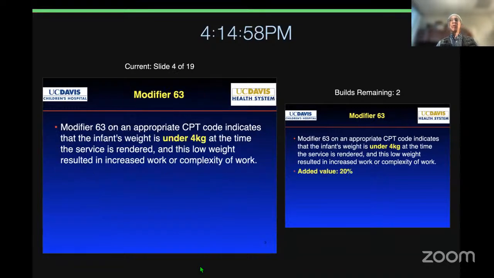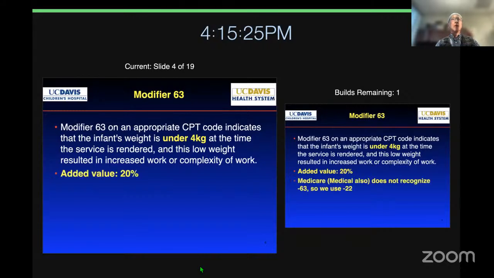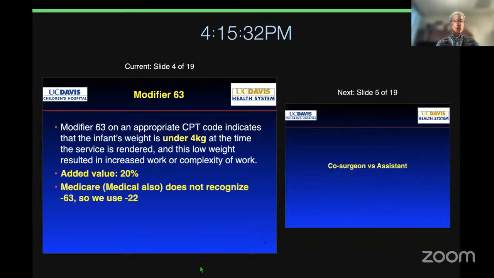So this is one that we're all pretty familiar with, right? The modifier 63, which is basically performing a procedure on a baby that is under 4 kilos. Obviously, we know that these babies are smaller, more fragile, and the complexity can be higher. And so therefore, make sure you put that weight in. I usually put that on the first page so the coders can see that this is a kid that needs to have a modifier 63 on. So that's one that everybody's familiar with. You all know that this can add 20% additional value when you add that modifier in those patients.